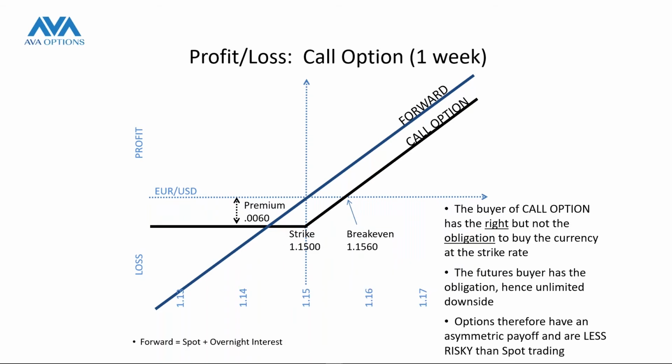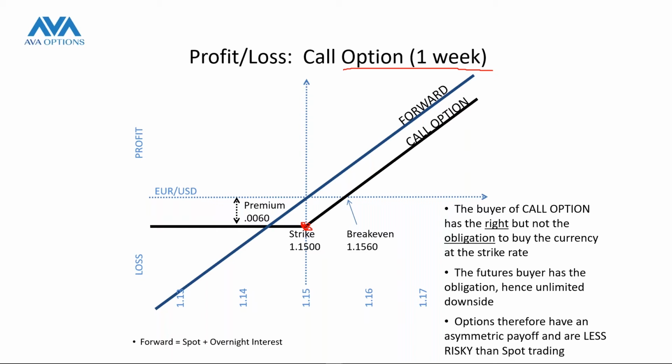This is a picture of buying a 1-week call option on Eurodollar with the strike at 1.15. The strike is the price at which you have the right to buy the asset. So we have the right to buy Eurodollar at 1.15. The expiration date is 1 week. It's a 1-week option. Think of it like insurance.